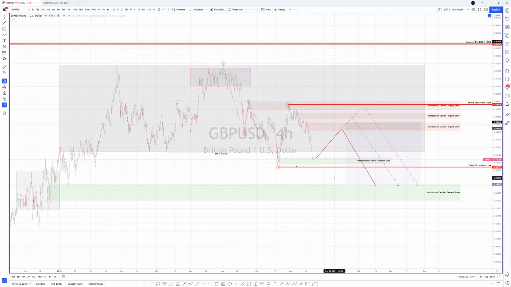And just a remark, I don't intend to go into too much detail about smart money concepts. If you want to learn more about institutional candles and supply and demand zones, then I suggest you check out MinFX or TrackFX or Pips of Persia. Those are the guys that I learned these concepts from.